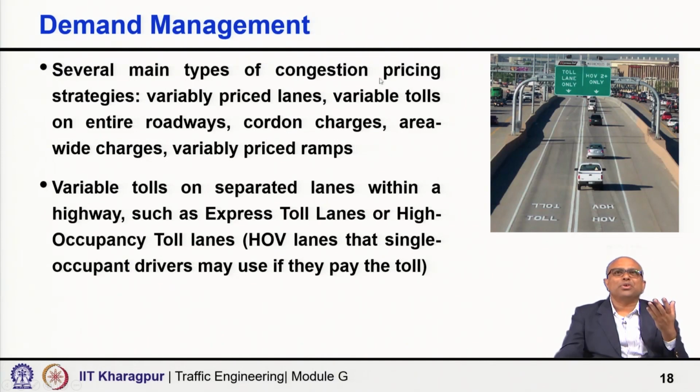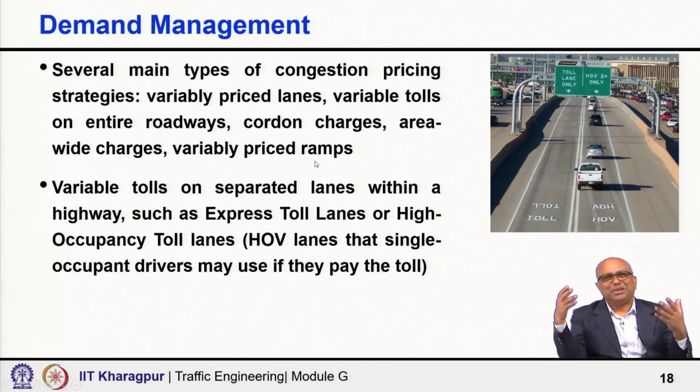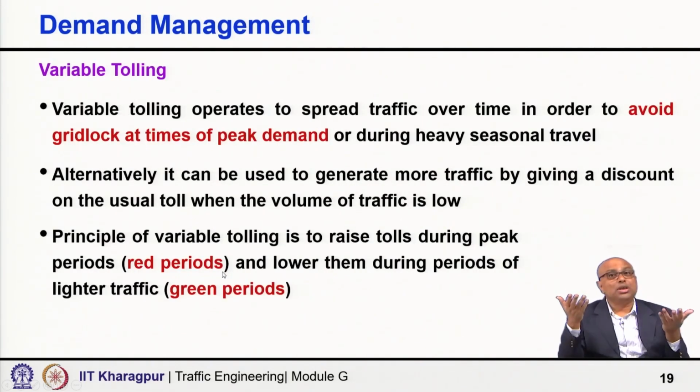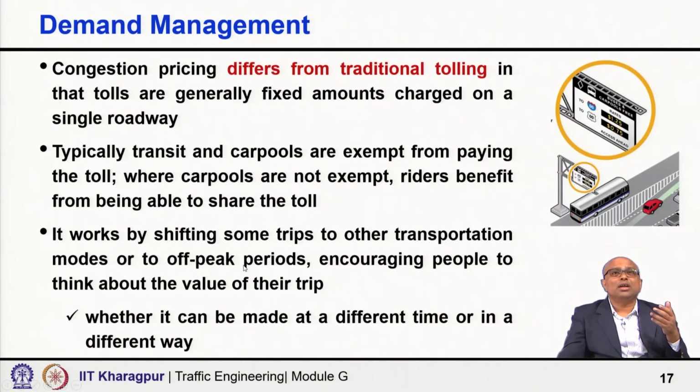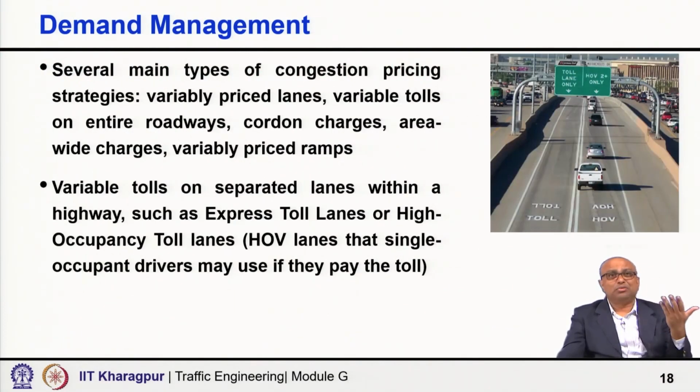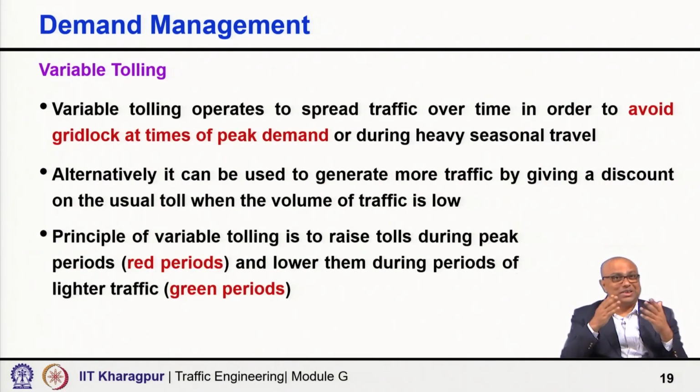So, several main types of congestion pricing strategies may include variable priced lanes, variable tolls on entire roadway, cordon charges, area wide charges, variably priced ramps. You do ramp metering, there also you do the variable pricing. Then variable tolls on separated lanes within a highway, such as express toll lanes or high occupancy toll lanes, that also could be quite useful, right? So, we are talking about the different ways we can implement congestion pricing, different strategies. And one very important thing is variable tolling.